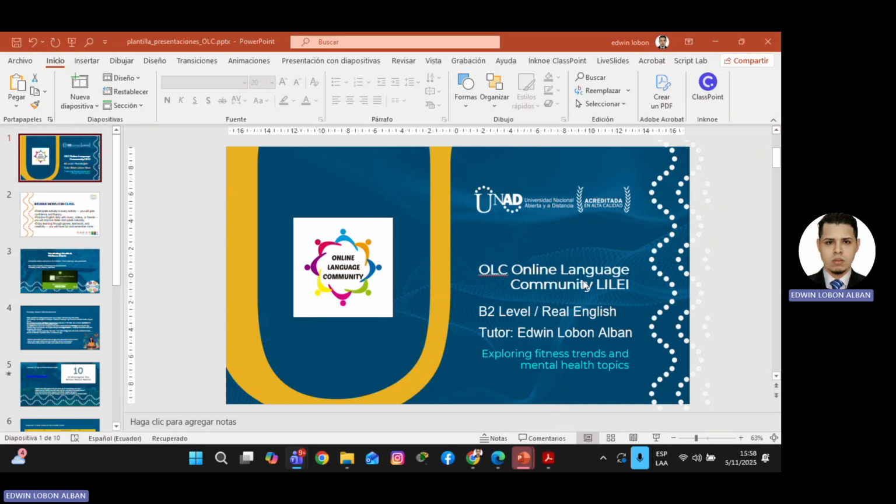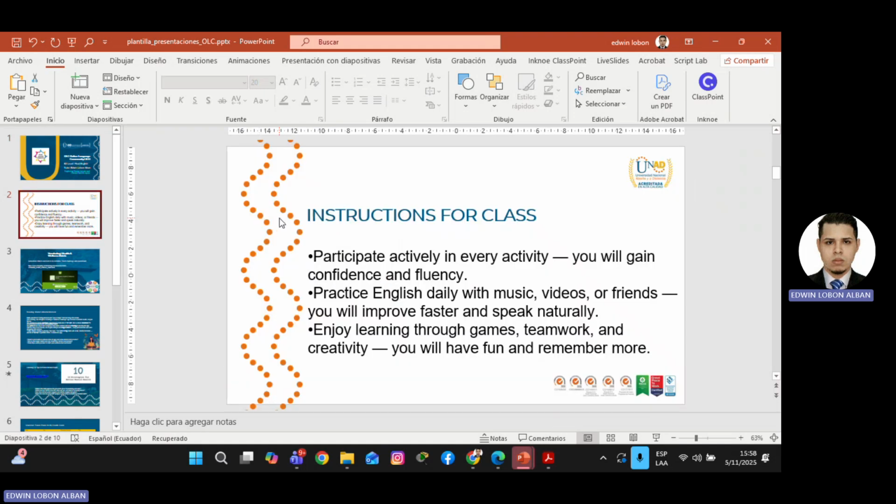This is English 101, B2 level for this scenario, right? So the topic for today is about exploring mental fitness trends and mental health topics. First, what I must do is give the students time to read the instructions for class, or I may read it, because I want students to participate in the class. I give them the opportunity to read this instruction for class.